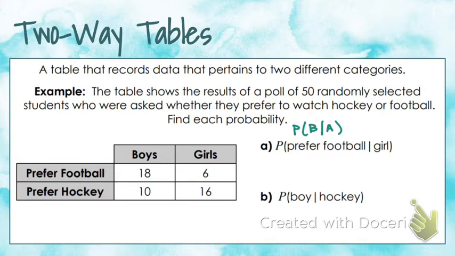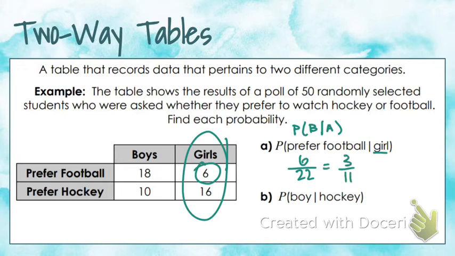All right, so how many people prefer football given that they're a girl? Whenever we use our shortcut, we say, okay, if we know that they're a girl, how many choices do we actually have? So the girl column is here. 6 plus 16 is going to be 24 girls. I'm sorry, I lied. 22 girls. So out of those 22 girls, how many prefer football? That would be this number, 6. 6 of the 22 girls prefer football. That reduces to 3 over 11.